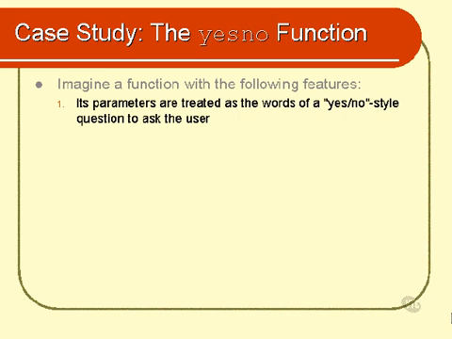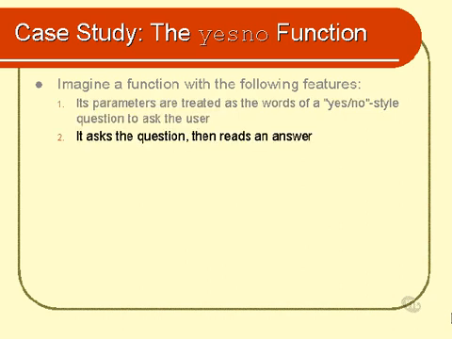Its parameters are going to be treated as the words of a yes-no style question to ask the user. For example, is your gender female? Or do you really wish to delete this file? Something that is a question of a yes-no style answer.